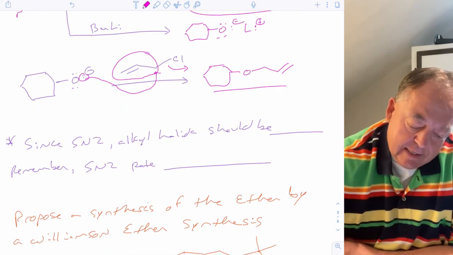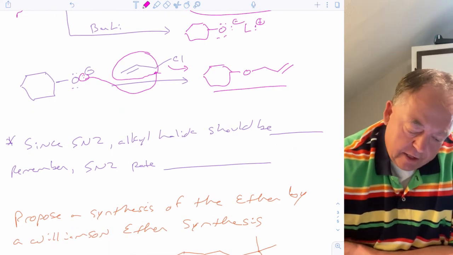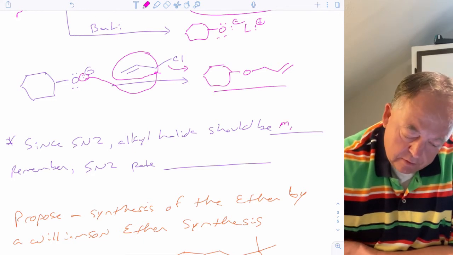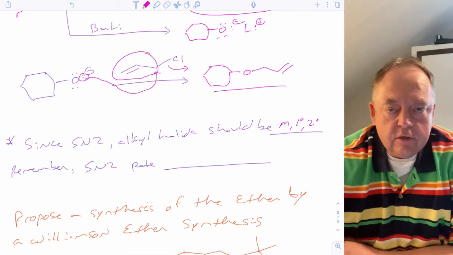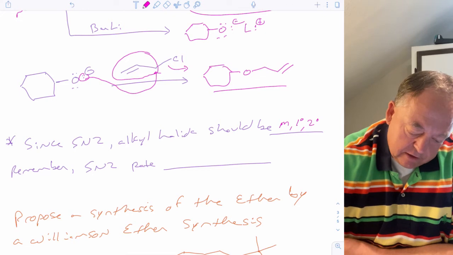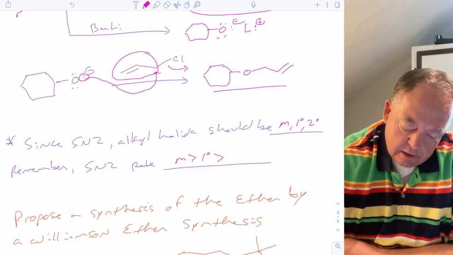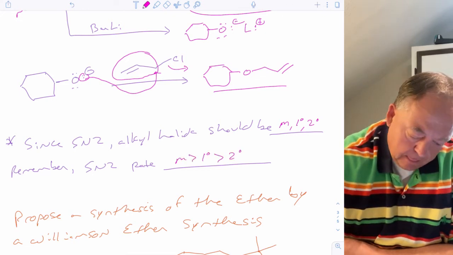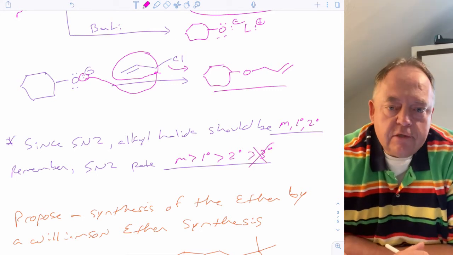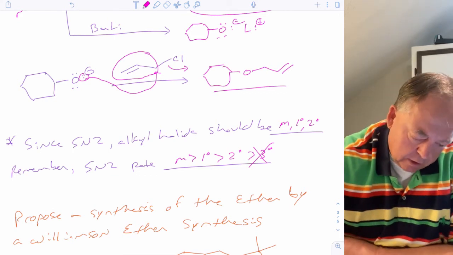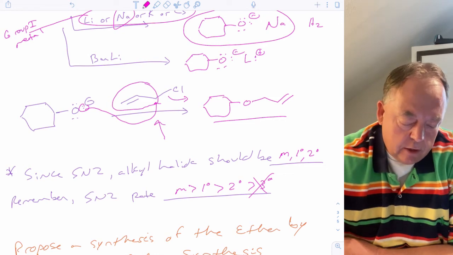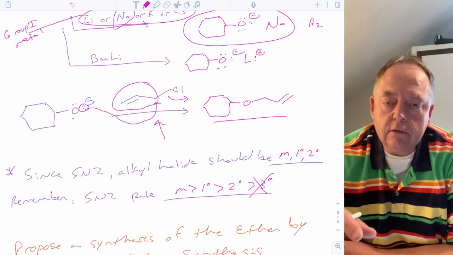Okay, so since this is an SN2 reaction, the alkyl halide, you remember, should be methyl, primary or secondary, because SN2s don't work with tertiary alkyl halides. So if you remember, the rate of an SN2, methyl reacts faster than secondary, reacts faster than tertiary. And tertiary in general does not work for SN2 reactions. So whatever you're reacting the alkoxide with should be a methyl, primary or secondary halide or a tosyl group.